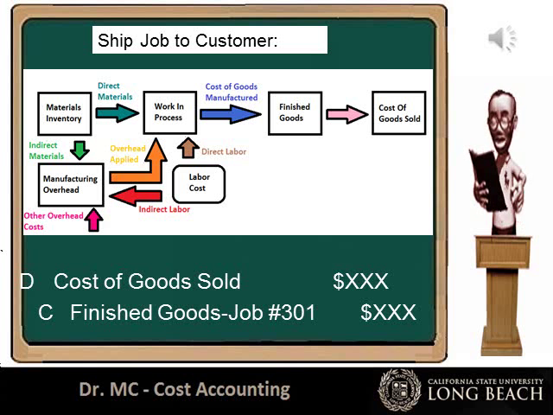When we ship a job to a customer, we transfer the cost of that job from finished goods to cost of goods sold, as is indicated by the pink arrow. We debit the account that we are increasing, which is cost of goods sold, and we credit the asset that we are decreasing, which is finished goods.